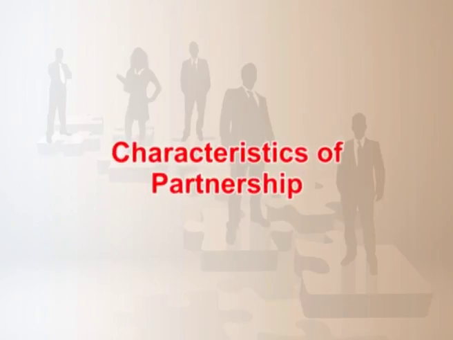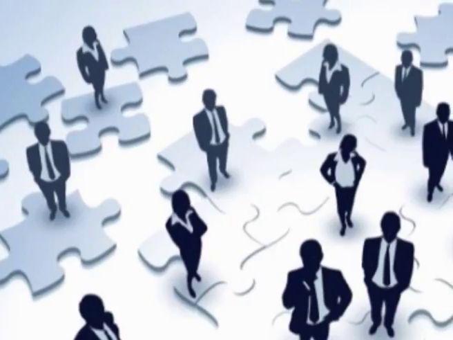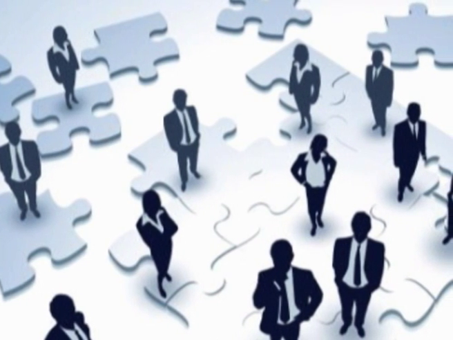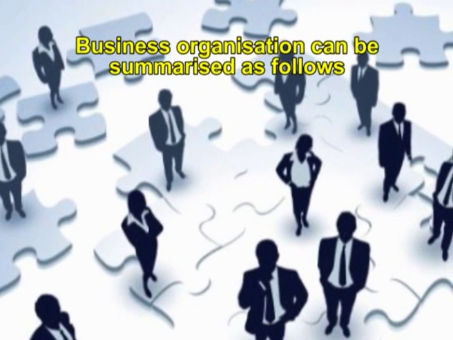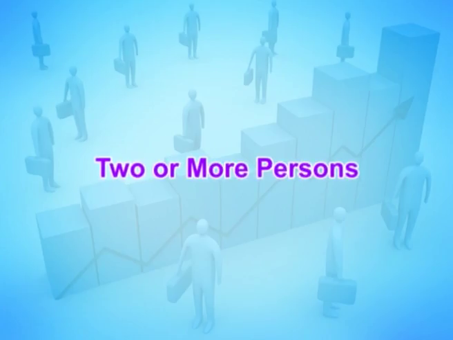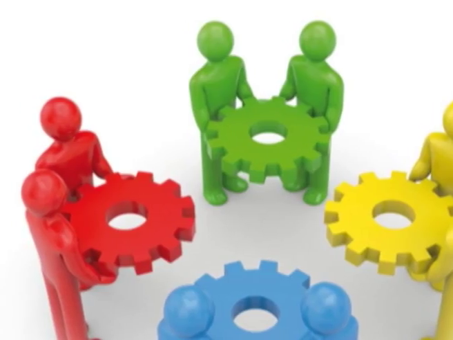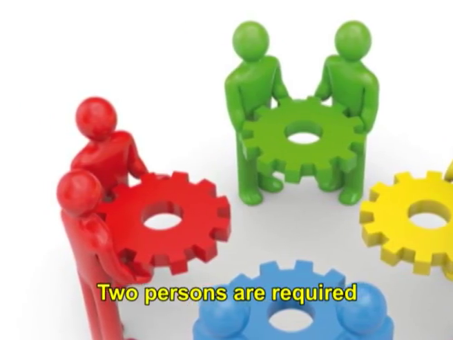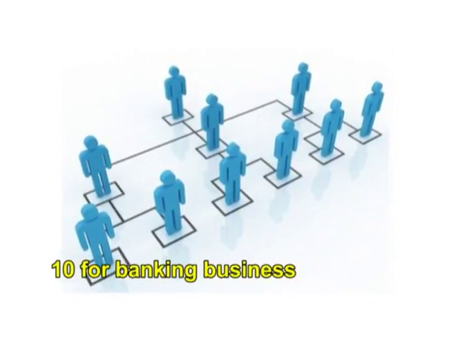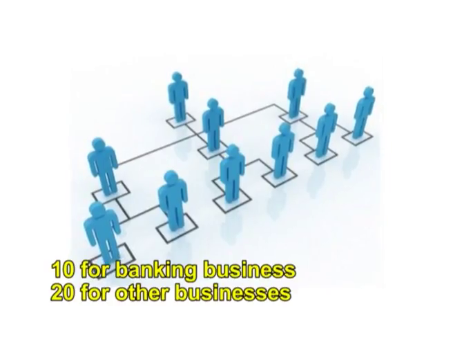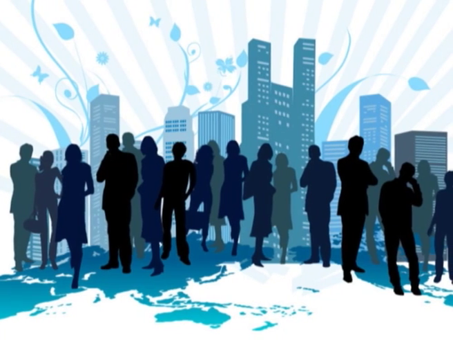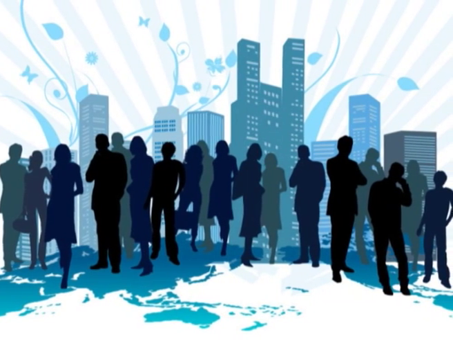Now, what are the characteristics of partnership firm? Based on the definition of partnership, the various characteristics of partnership form of business organization can be summarized as follows. Two or more persons. To form a partnership firm, at least two persons are required. The maximum limit on the number of persons is 10 for banking business and 20 for other businesses. If the number exceeds the above limit, the partnership becomes illegal and the relationship among them cannot be called partnership.